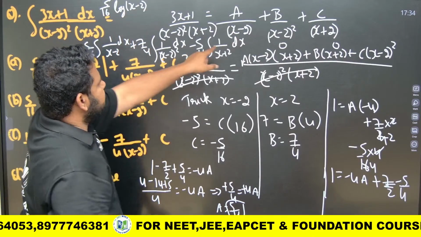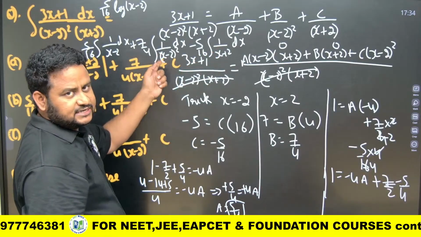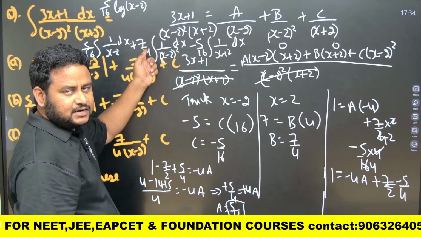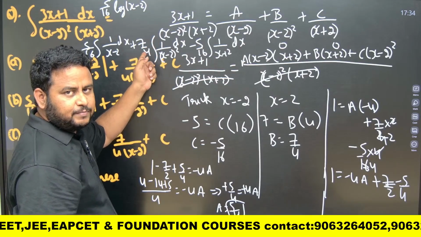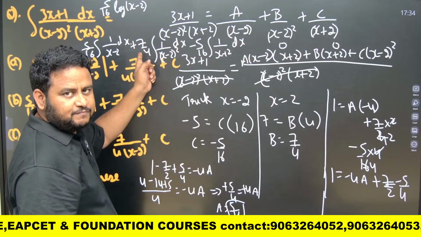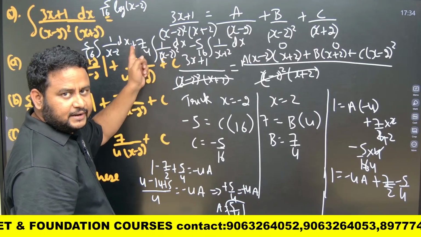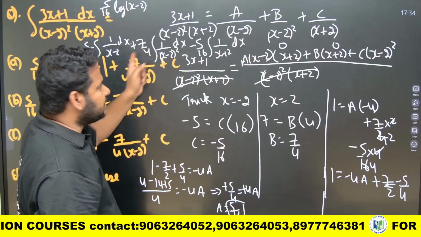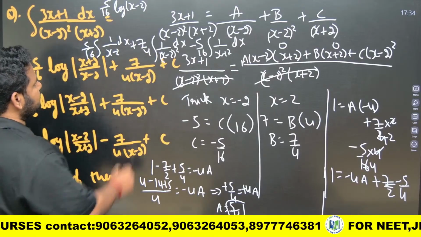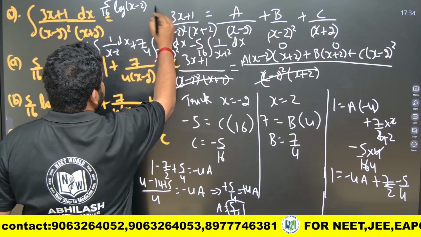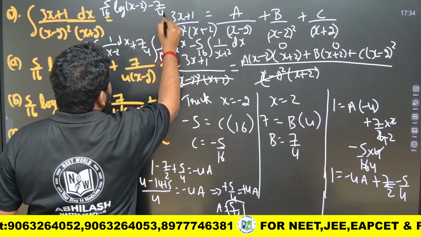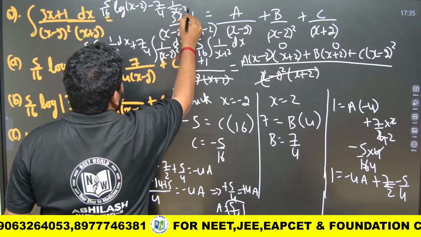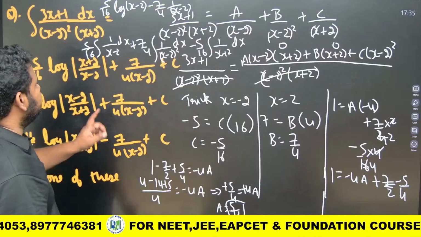Okay, this x minus 2 whole square, if I put it as t, that is 1 by t square. The integral of 1 by t square is t to the power of minus 2 plus 1, which is nothing but minus 1. So it will become minus 1 by t. That means this will become minus 7 by 4 into 1 by x minus 2.